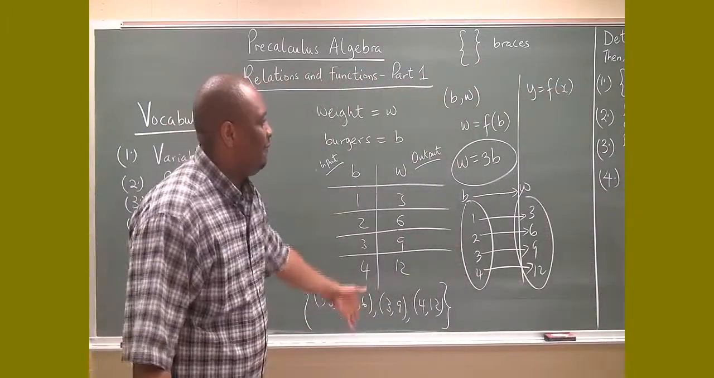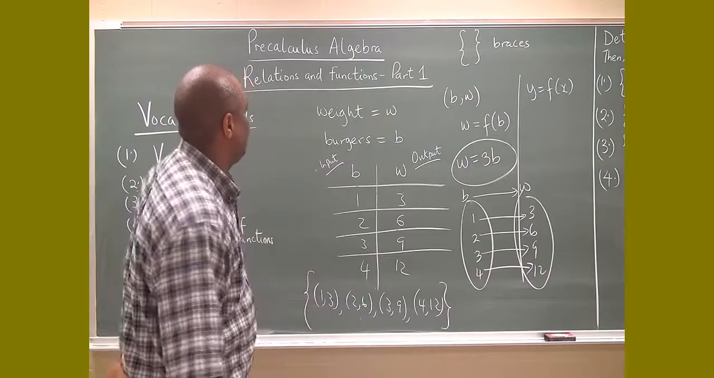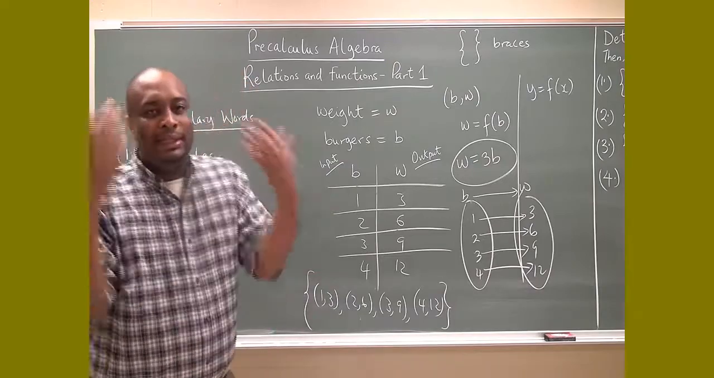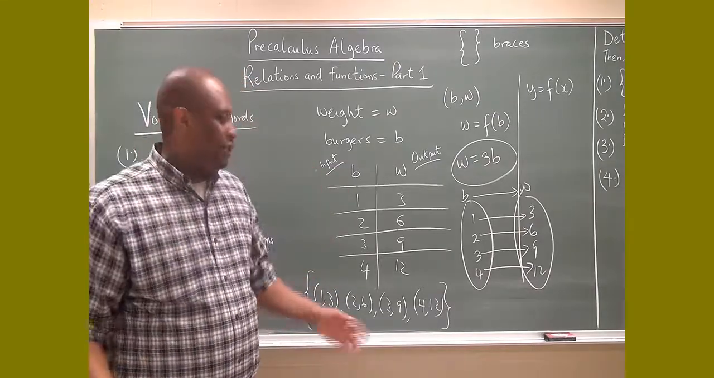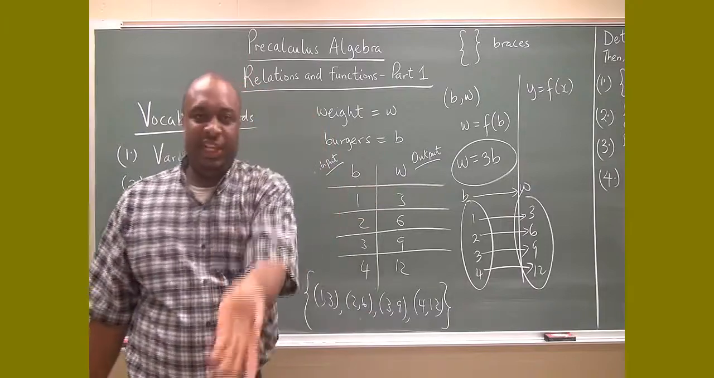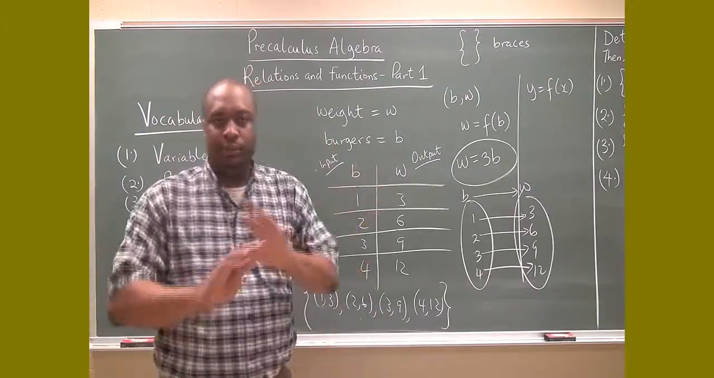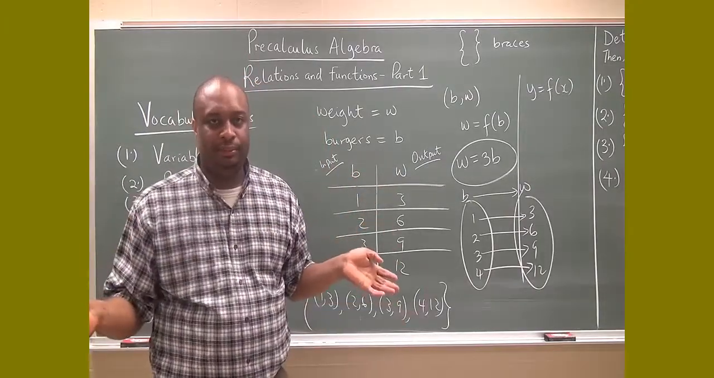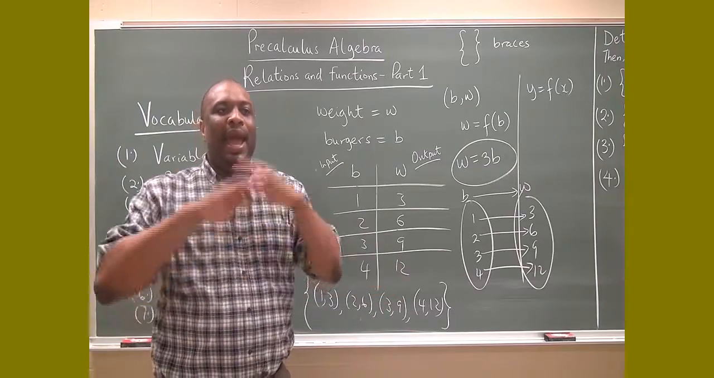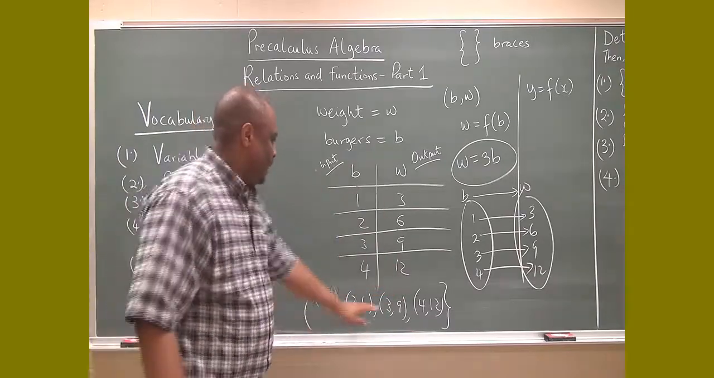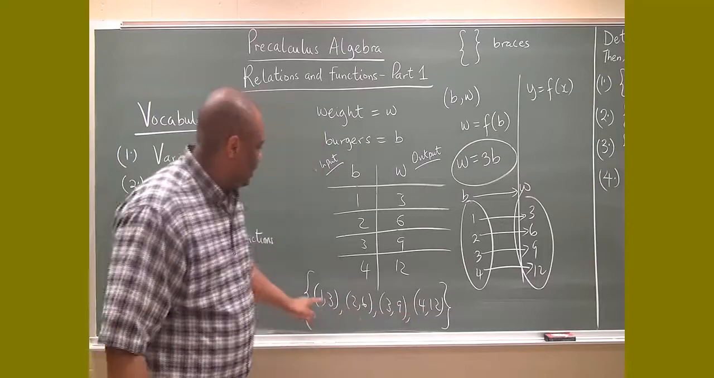You can also graph it. You can represent it as a graph as well. This is what we call a relation. For each input, you have an output. It defines a relation. Any set of ordered pairs is what we call a relation.